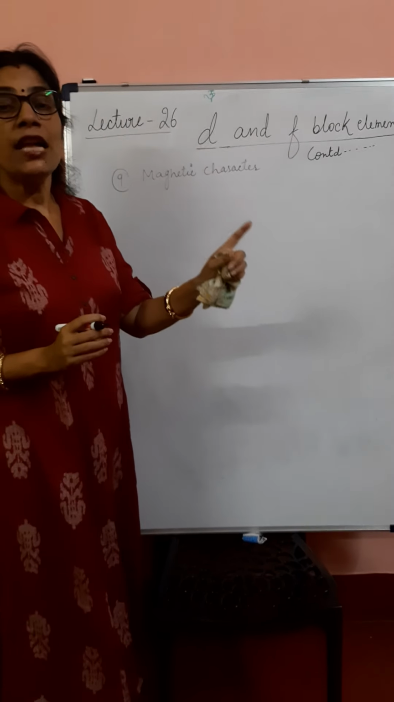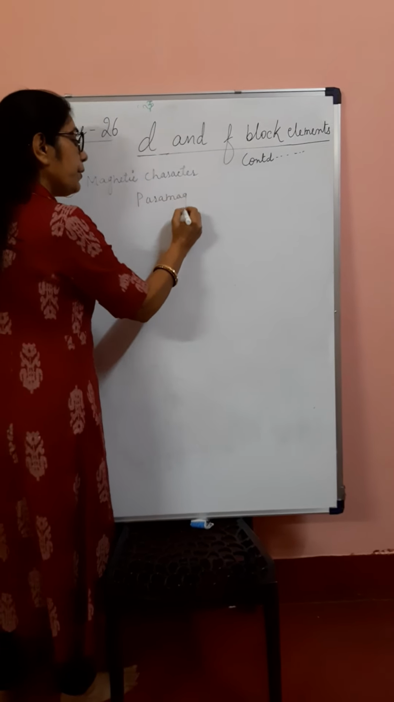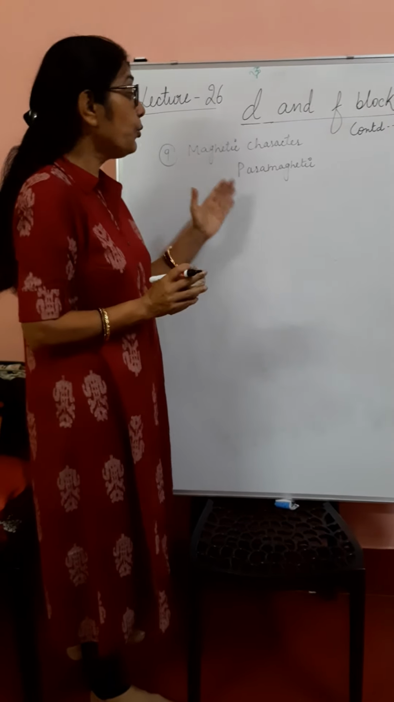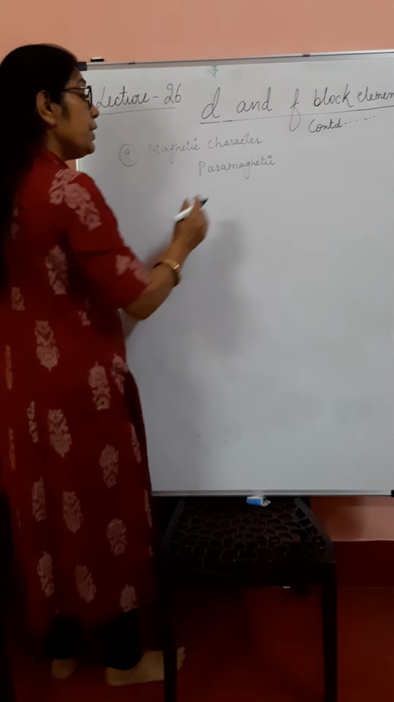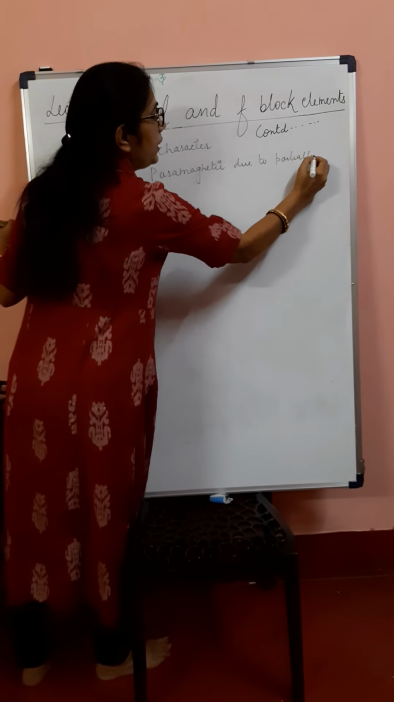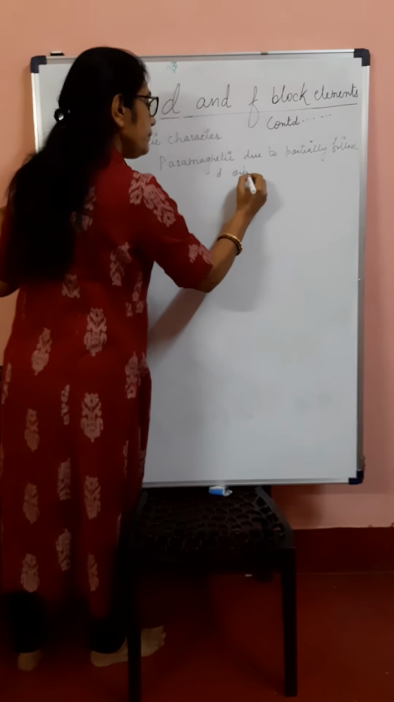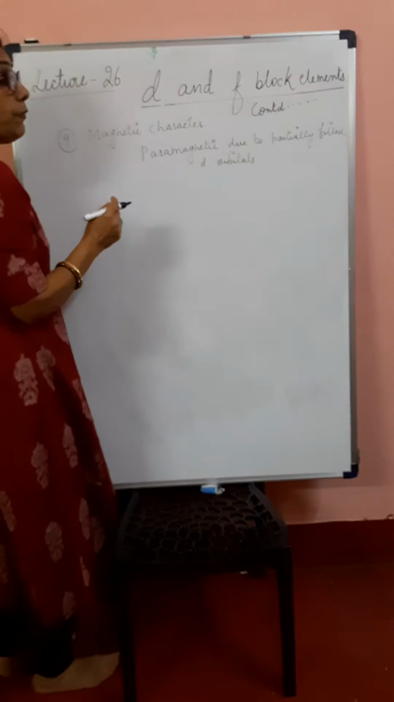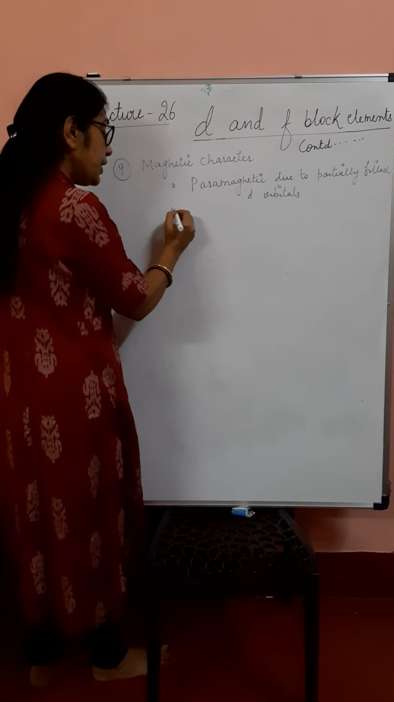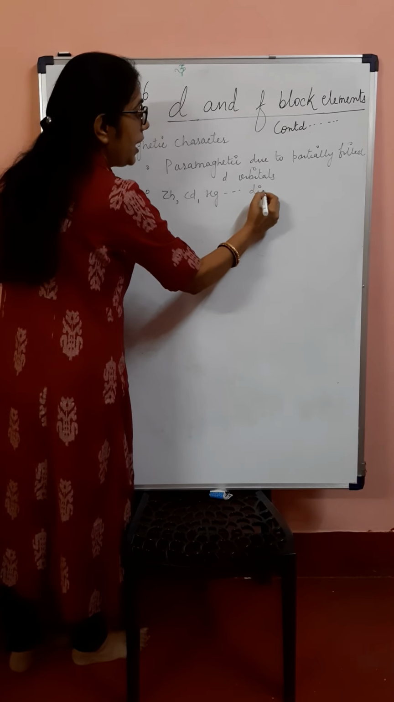So most of the transition metals are paramagnetic. Why are they paramagnetic? This question comes in reasoning, conceptual questions. Why are most of the transition metals paramagnetic? They are paramagnetic due to partially filled d orbitals. Since they have partially filled d orbitals, they are paramagnetic in nature. Now the exceptions are zinc, cadmium and mercury, and they are diamagnetic.